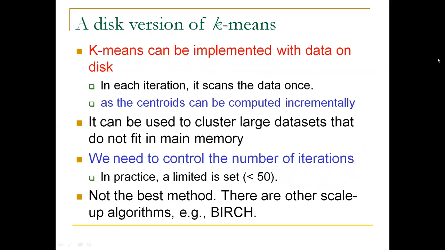A disk version of K-means. K-means can be implemented with data on disk. In each iteration, it scans the data once, as a centroid can be computed incrementally. It can be used to cluster large data sets that do not fit in main memory. We need to control the number of iterations. In practice, a limit is set to less than 50. Not the best method, as there are other scale-up algorithms.